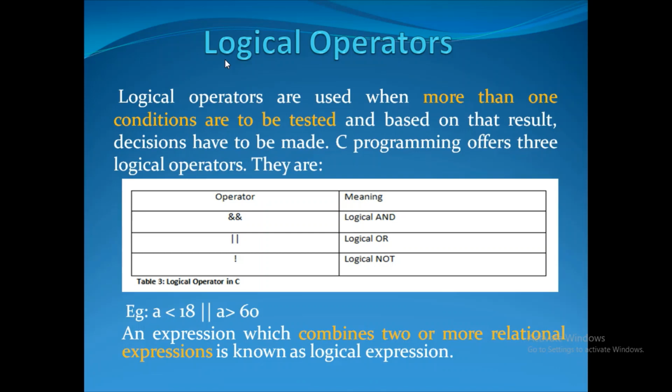Logical operators. Logical operators are used when more than one condition is to be tested, and based on that the decision has to be made. C programming offers 3 logical operators: logical AND, logical OR, logical NOT. For example, a is less than 18 and a is greater than 60. An expression which combines 2 or more relational expressions is known as a logical expression.